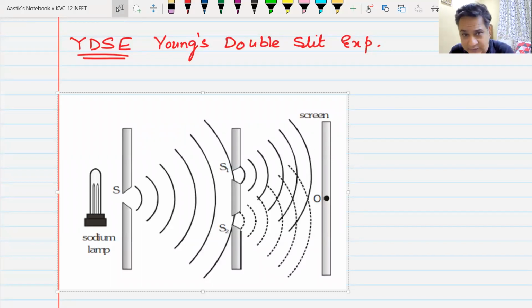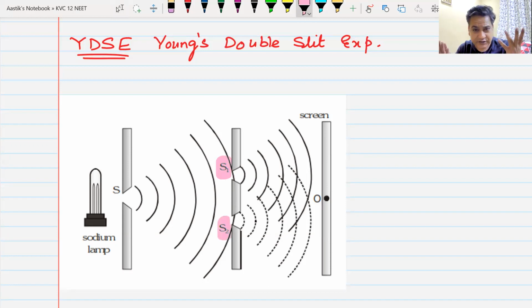Now, the first thing that I'm going to ask, we are going to produce two coherent sources here. Can you see those two coherent sources that we have produced? What are the names? Can you see them on this? S1 and S2, sir. S1 and S2 are the two coherent sources which are produced. You can call them daughter sources. You have a parent source or a mother source.